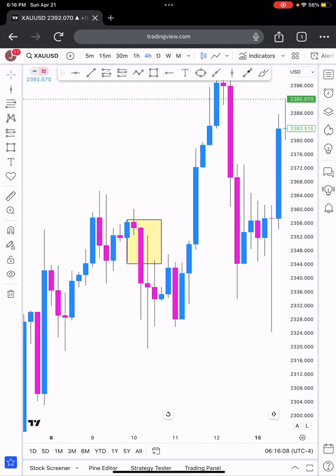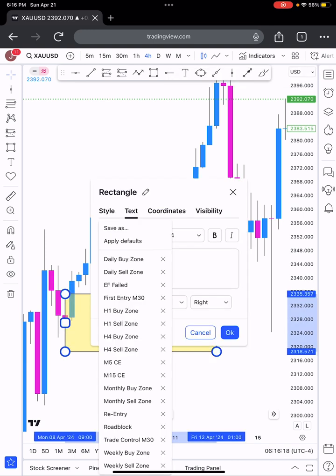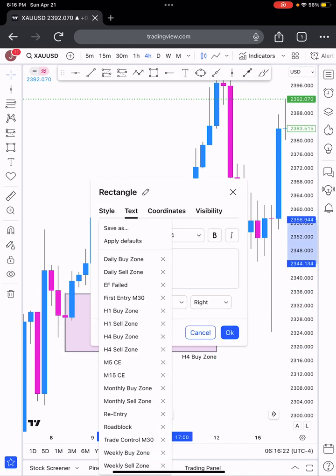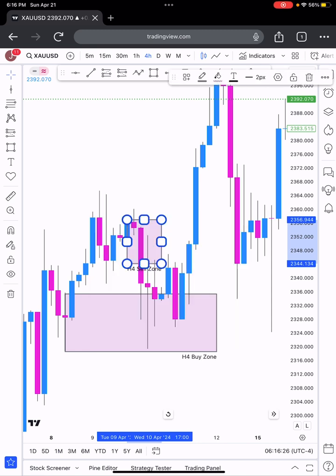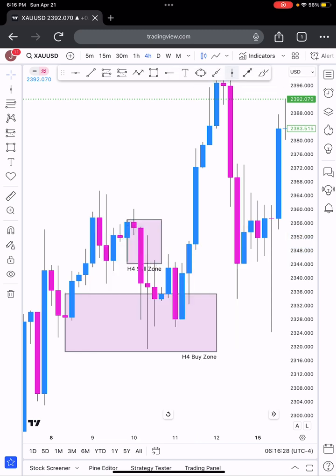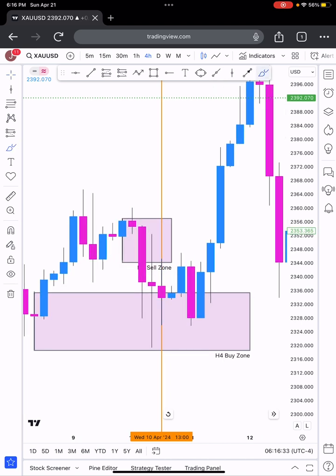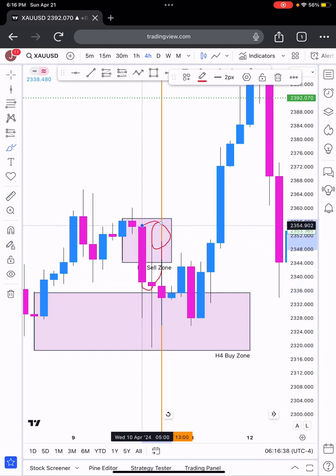And then if you're wondering, where's the opposing zone, right? Where would you exit? Well, this would be the engulfing buy zone. So that's basically where you would exit once you got into the trade. So H4 buy zone, H4 sell zone. And then again, you find the engulfing, right? Then price broke out. Then you wait for the price to get back into the zone, and then that's when you go to M30 and you look for the trade control.